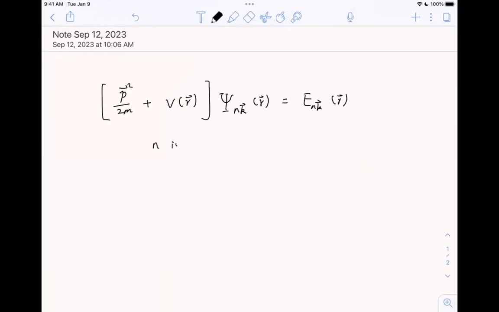Here n is the band index. We're going to use n equal to c or v to denote the bands, because in this derivation we only consider two bands, in the simple case: the conduction band and the valence band. So we're going to do the expansion near the K point.